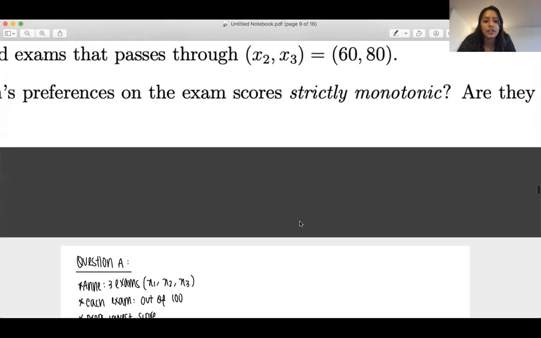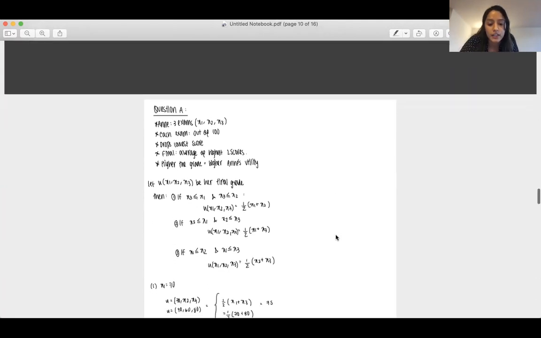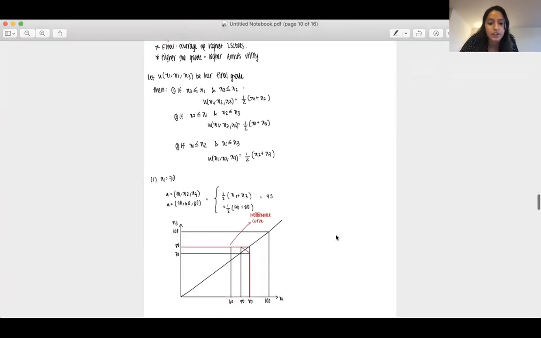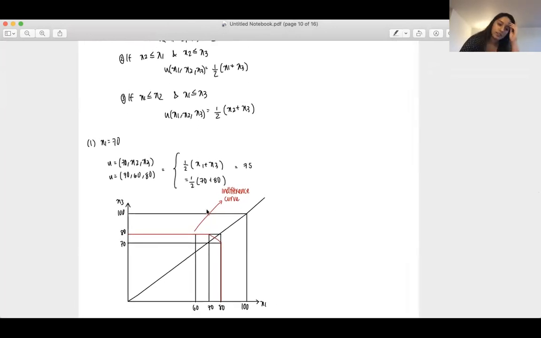And here in the question, they asked us to draw her indifference curve. In order to do that, this is what we are going to do. With the information that we've gotten, we need to map out the different things. So I'm just going to walk you through how I did this. The maximum that she could get on an exam is 100. But we know that that's not what she's gotten. It's just so that we can see how it would look if she got 100 on all of her exams.